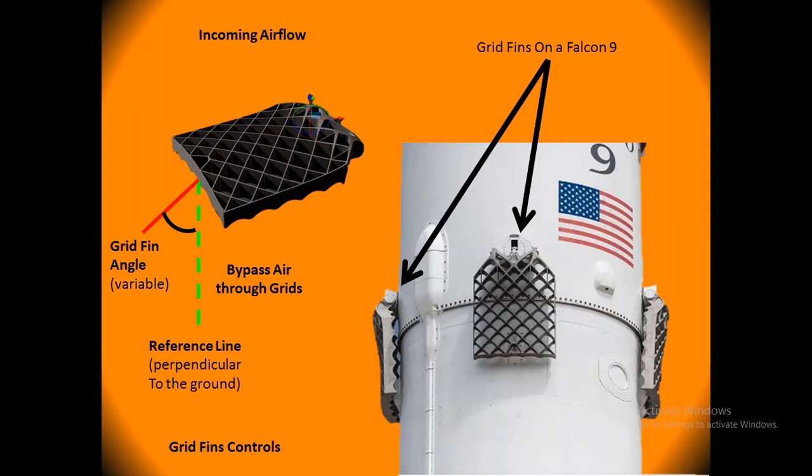If you can see the grid fin angle in degrees, and this is the reference line, the green color. When there's air inflow, as per the air inflow, the missile grid fins will be moving up and down. This is the basic idea of how Falcon 9 is using it. So moving ahead, this is the kind of grid fin control.